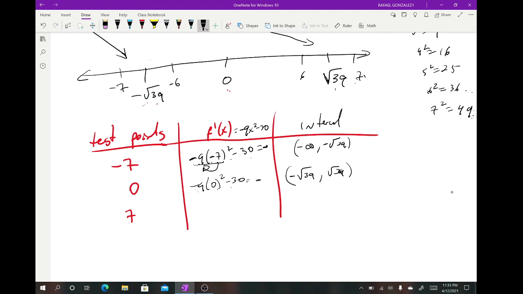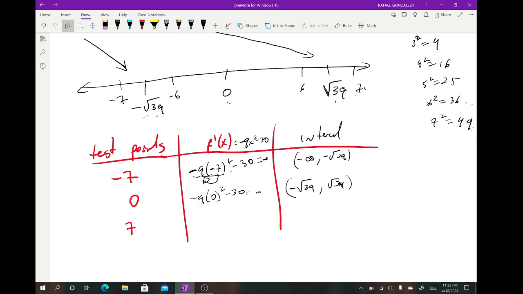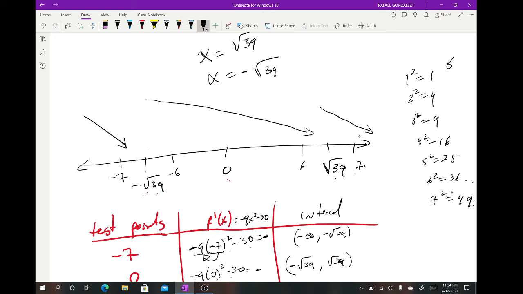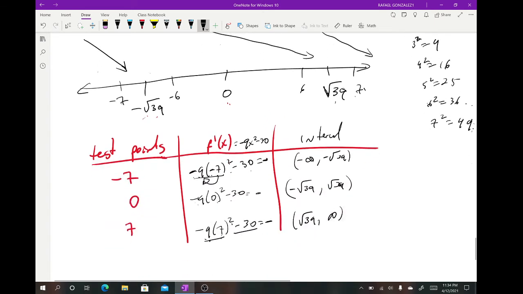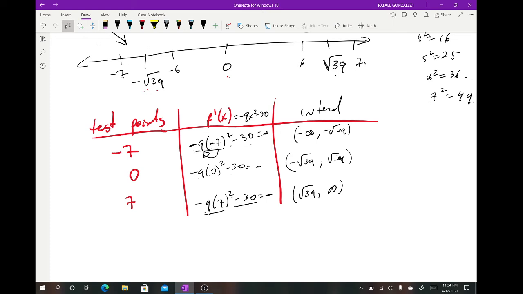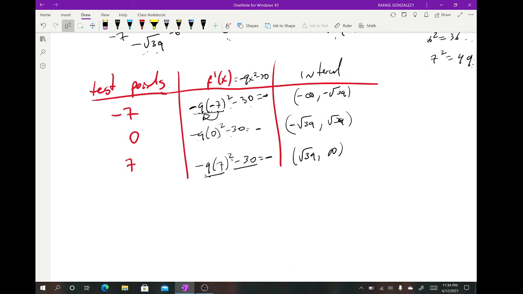And finally, on the right side of radical 39, we have -9 times 7 squared minus 30. Again, 7 squared is a positive number, that's 49, times a negative number, that's just a negative number. And when you add a negative number to a negative number, you get a negative number, so this is also going to be a negative number. So from the interval radical 39 to infinity, we are also decreasing. And if we're decreasing on all of these three intervals, then the function is decreasing at all of these values from left to right.